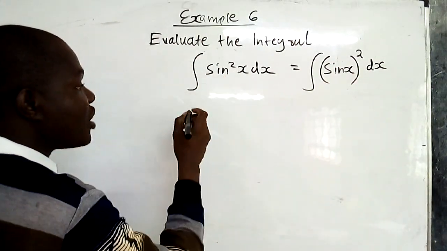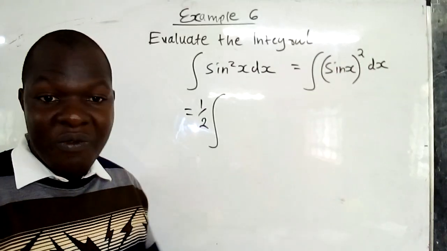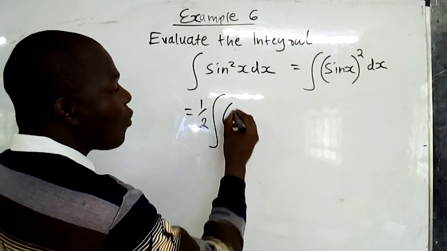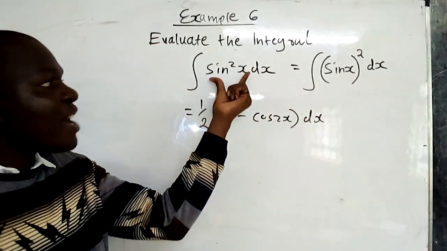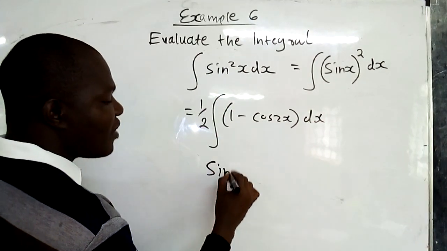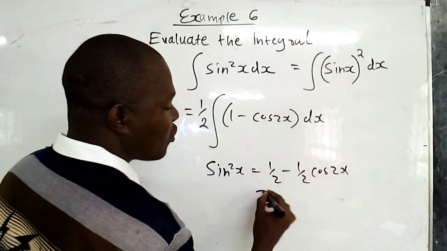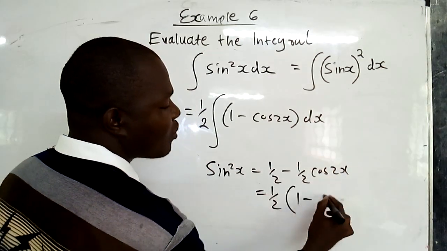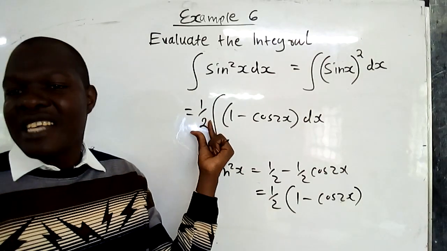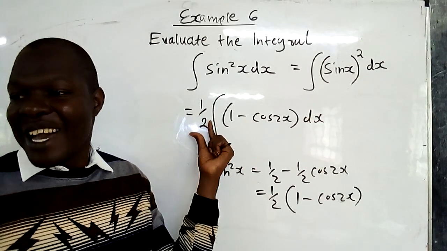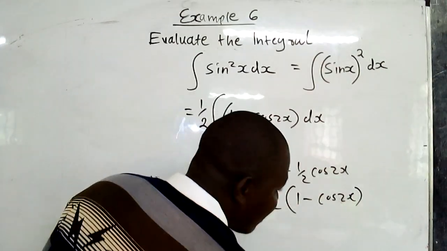So in hand, what do we now have? For you to integrate this, you are now going to have a half as a common factor, isn't it? Then you have 1 minus cos 2x dx, because we've expanded this sine squared x, we found it is a half minus a half cos 2x. So you see a half is a common factor. If you factor this out, you get 1 minus cos 2x. So you see a constant can be factorized outside the integral, isn't it? Then inside we remain with 1 minus cos 2x.